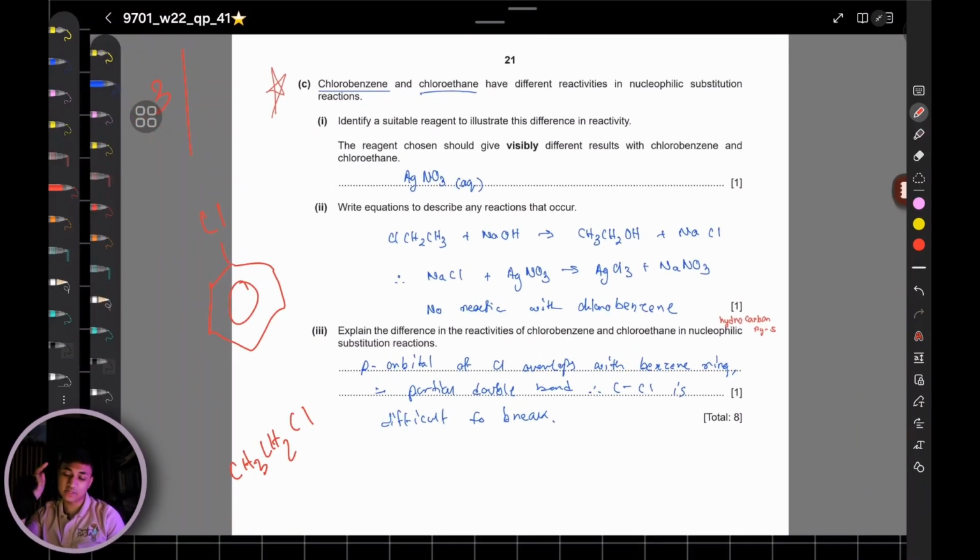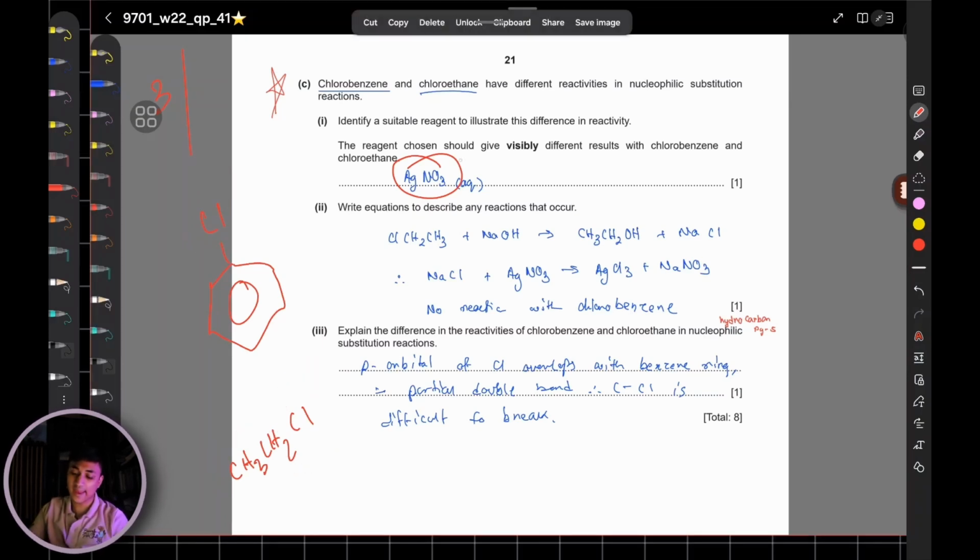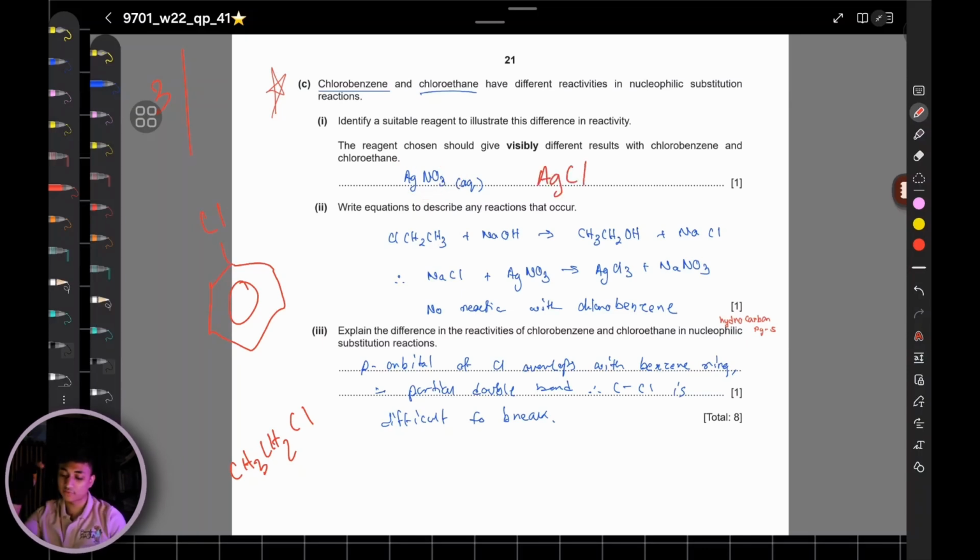What you can do is, the main point is you have to identify the presence of chlorine in case of chloroethane. Now, you cannot identify the presence of chlorine in case of chlorobenzene, since this chlorine won't react with anything. However, in this case, this chlorine can be substituted and form AgCl, sorry, it is supposed to form AgCl only, which is going to give you a precipitate, right?